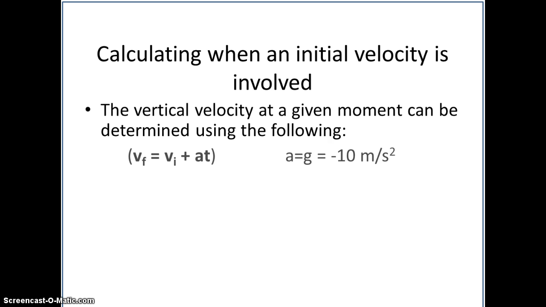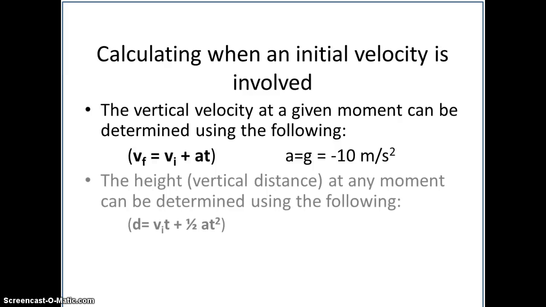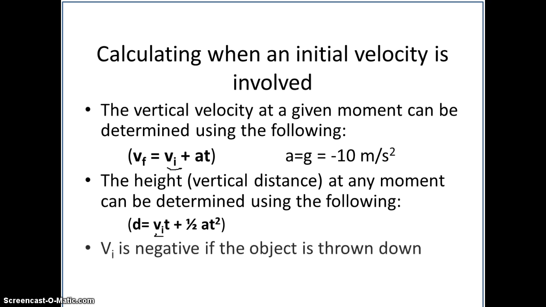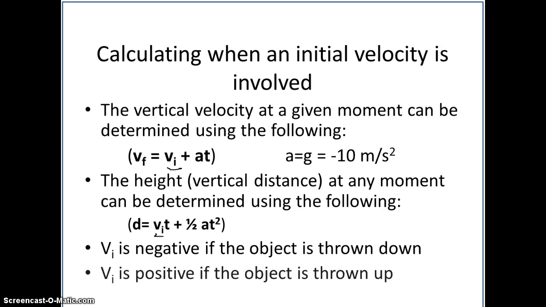The one for vertical velocity: Vf is Vi plus At, and the A is negative 10 meters per second squared. And then the distance, which is the height, the vertical distance, we use this equation, which we've already used. Now the difference here is we're going to have a Vi. Before we did not have a Vi, now we're going to have a Vi that's not 0 in both of these equations, because if you throw something up, it has an initial velocity. It's negative if it's thrown down, it's positive if it's thrown up.